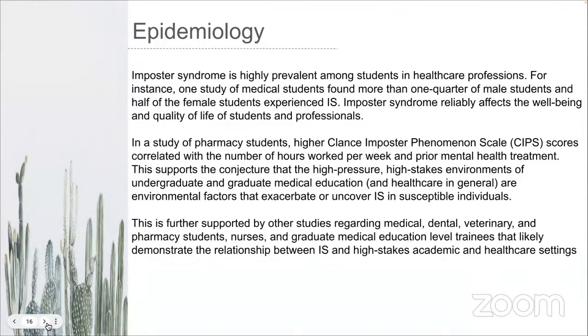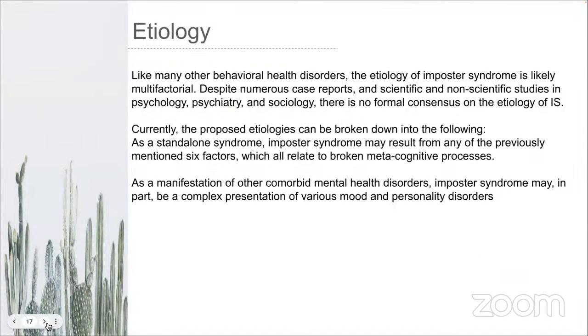So now that we've talked about the characteristics and epidemiology, let's explore together the etiologies of this phenomenon with Dr. Hadil Ahmed. Thank you.